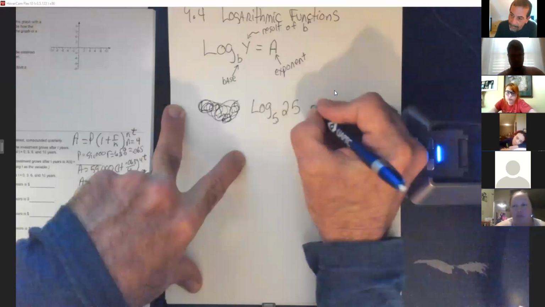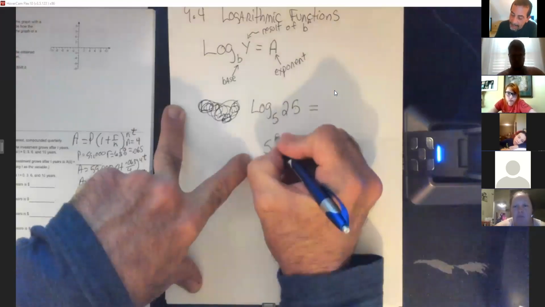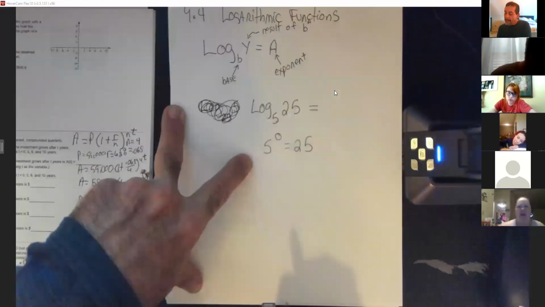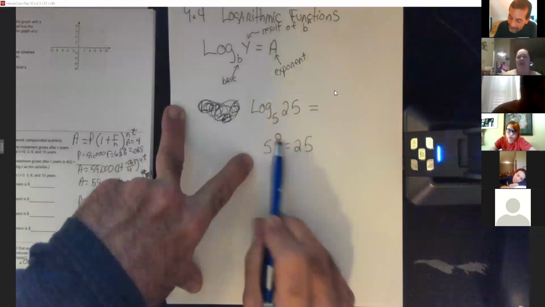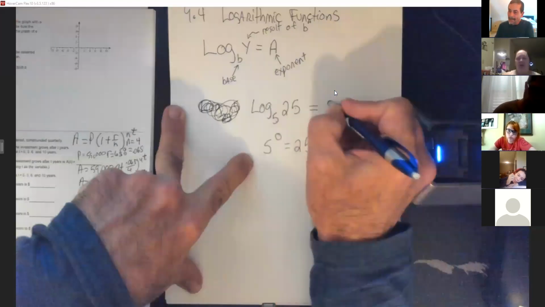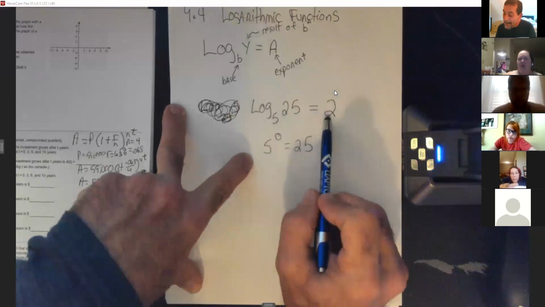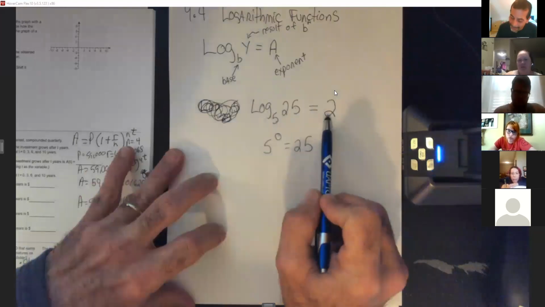So think about this. 5 to some exponent. The exponent would be 2, because 5 times 5 is 25, so 5 squared is 25. The exponent would be a 2. But it gets more complicated when it's not round.